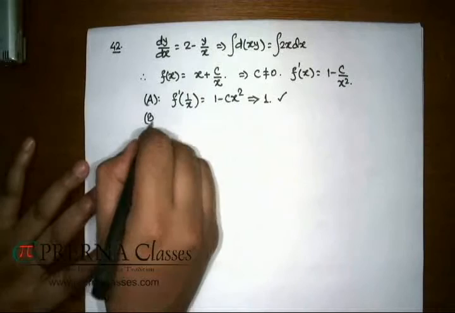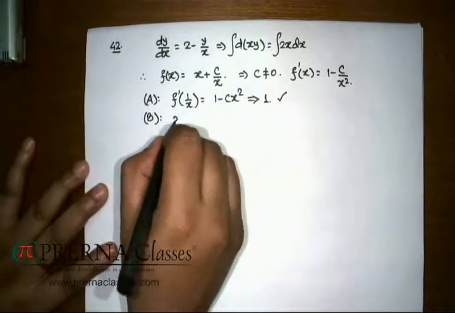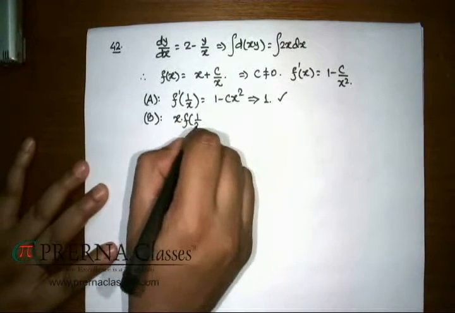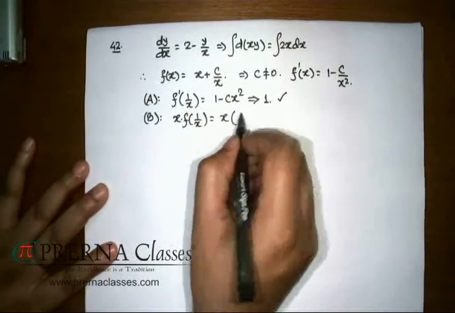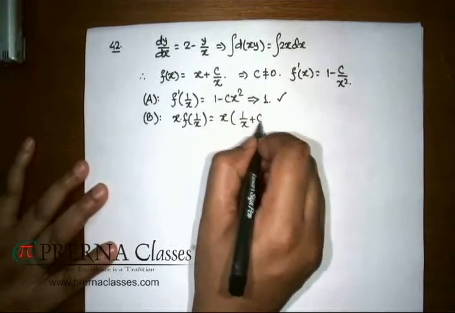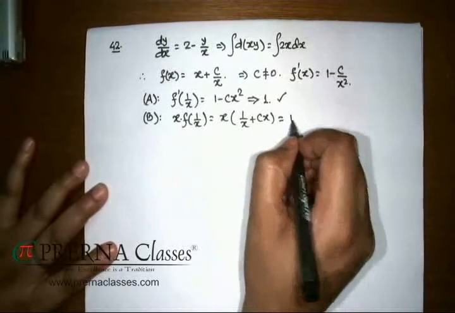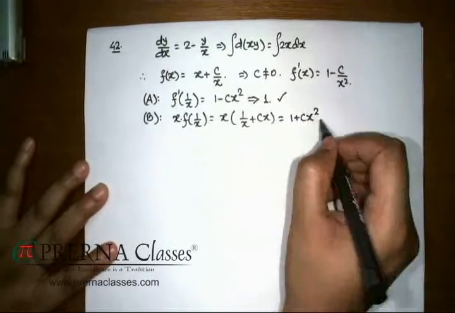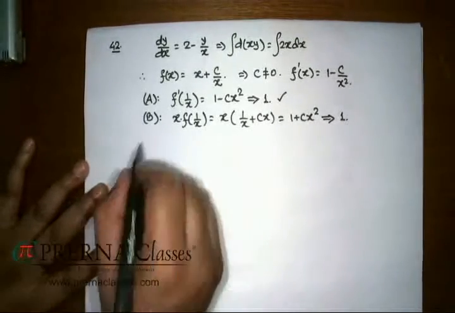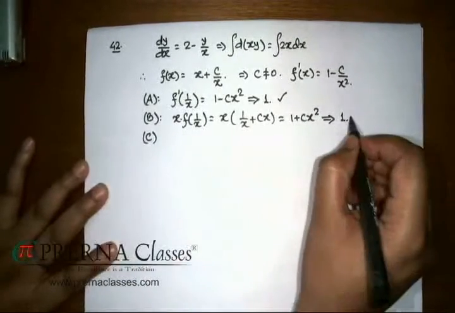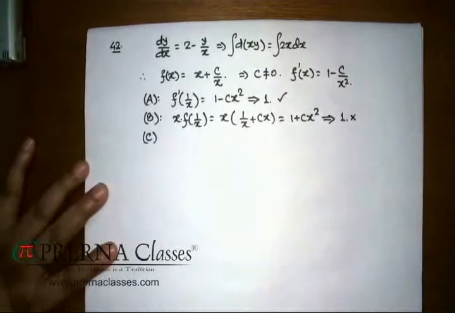In option B, we have x times f of 1 by x, which is then simplifying to this expression. Clearly you can check then this is also going to approach 1 as x approaches 0. Clearly then that corresponds to a wrong option. It's given in the problem as 2.